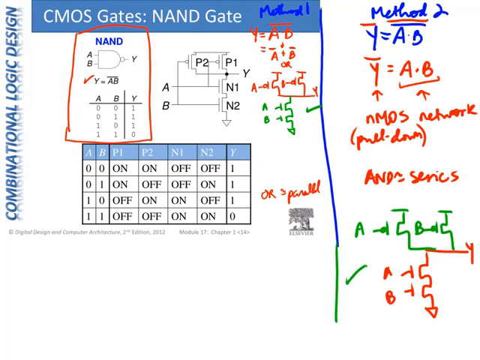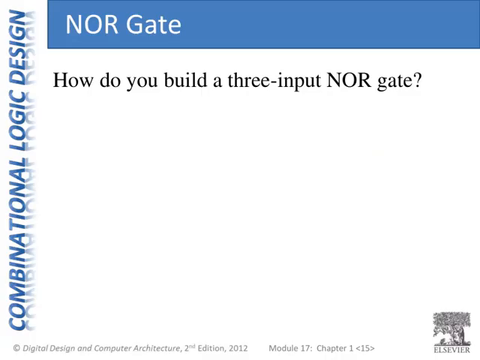Okay, so let's now try a different gate. Let's try a 3-input NOR gate. How would we build that using transistors? So let's start by writing the equation of a 3-input NOR gate. Y equals A or B or C, all of that bar. There's our 3-input NOR gate.